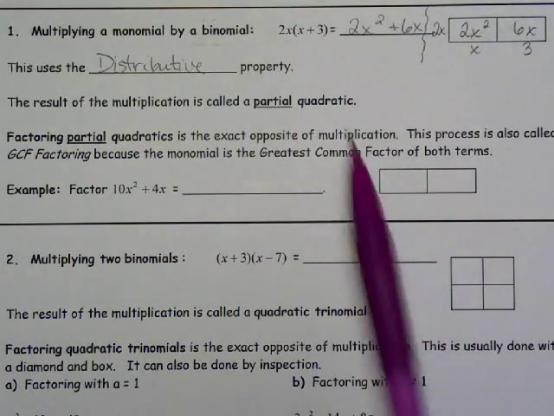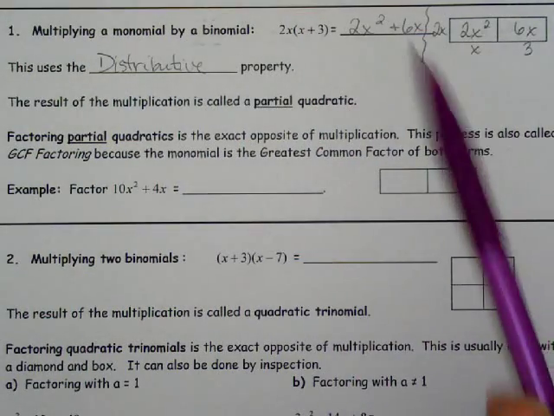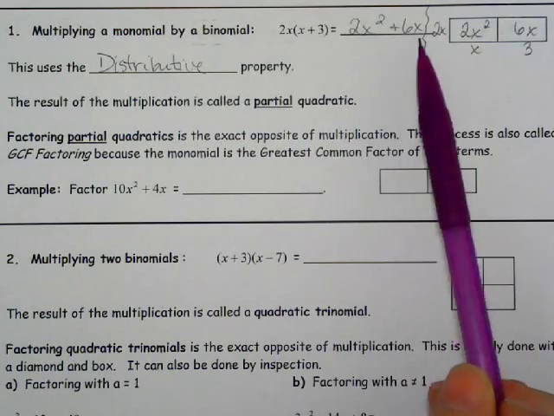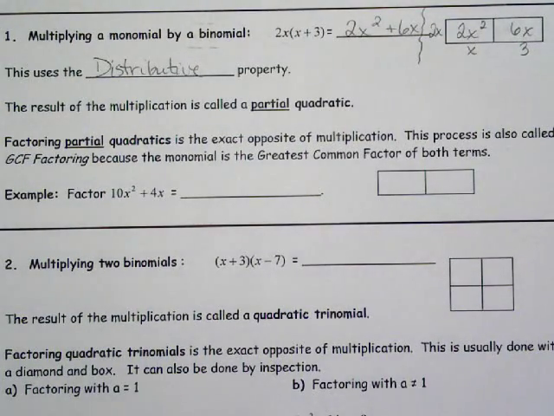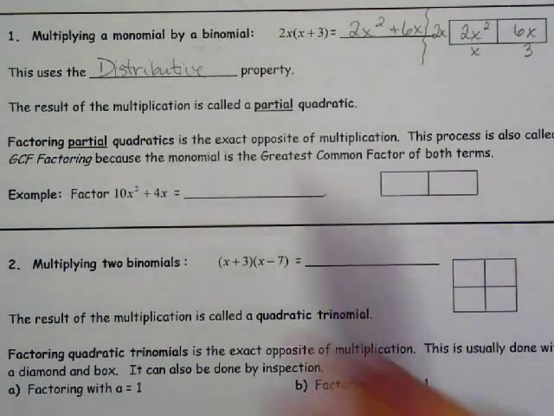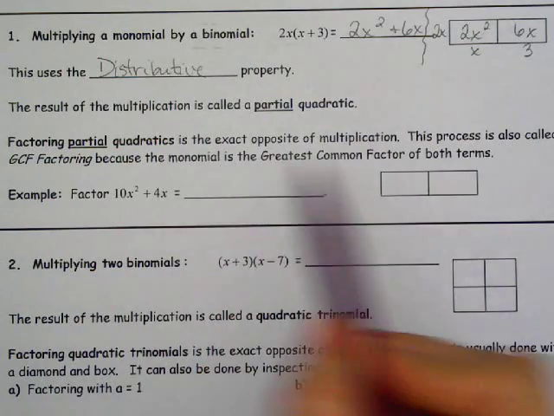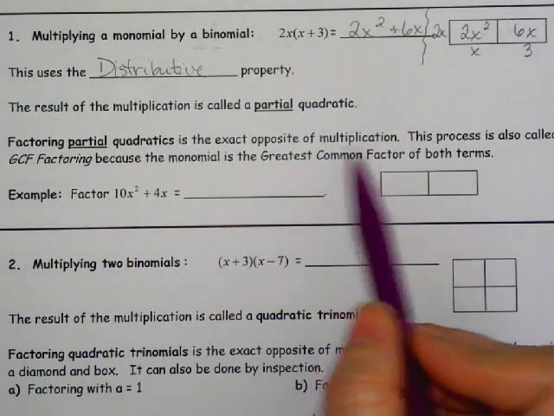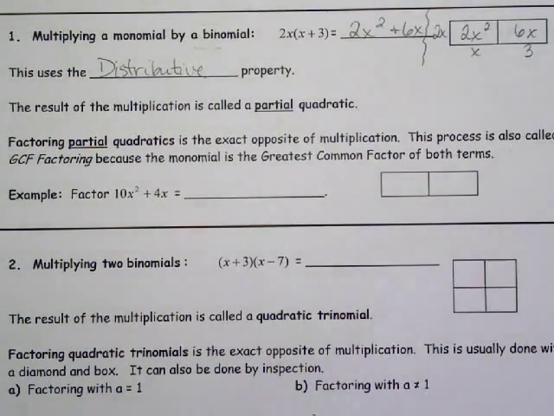So the result of this multiplication is called a partial quadratic because we have an x squared and we have an x, but we do not have the constant term, so the single number by itself. So that makes this one a partial quadratic. Factoring a partial quadratic is the opposite of multiplication, or the opposite of distribution. So basically we are undistributing when we factor if we have a greatest common factor.